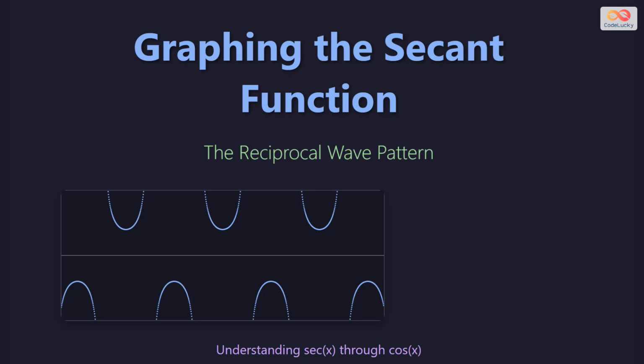Welcome. In this lesson, we are going to explore how to graph the secant function. The secant graph has a distinctive pattern of curves and vertical asymptotes that can look intimidating at first, but it is actually quite simple once you understand its relationship to the cosine function.